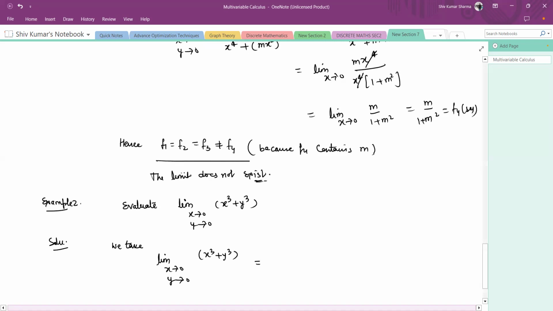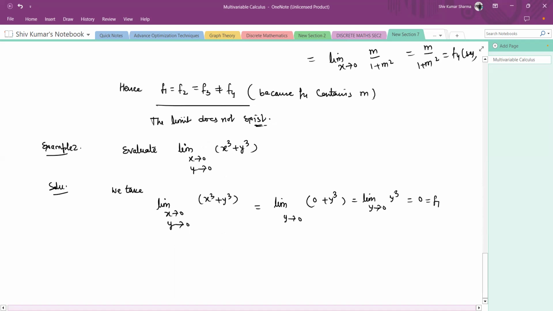Now here we first put the limit of variable x tends to 0. So we write it as limit y tends to 0. When we put limit x tends to 0, 0 raised to the power 3 means 0, so 0 plus y cube, this equals limit y tends to 0 of y cube. And when we put y tends to 0, this gives us 0. So this is our function f1.